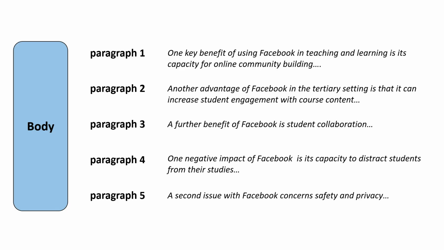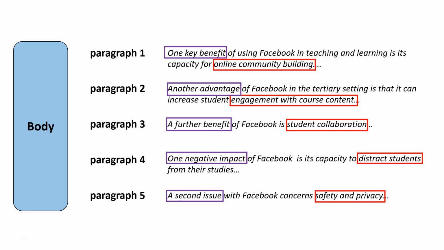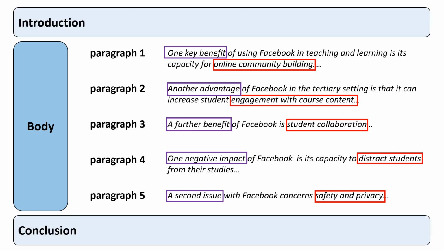Here you're going to have 5 body paragraphs based on the topics from your ideas map, but you might have more or fewer depending on the assignment. Use the start of each first sentence to connect one paragraph to another. Each paragraph also reminds your reader that the overall topic is about Facebook. You usually need an introduction and conclusion as well.